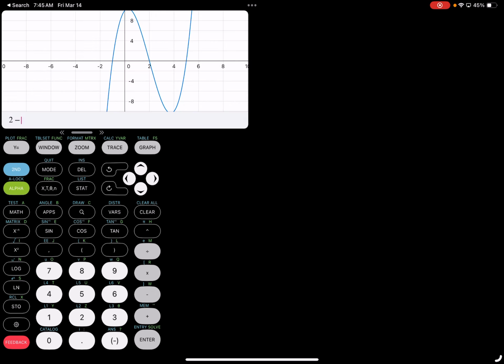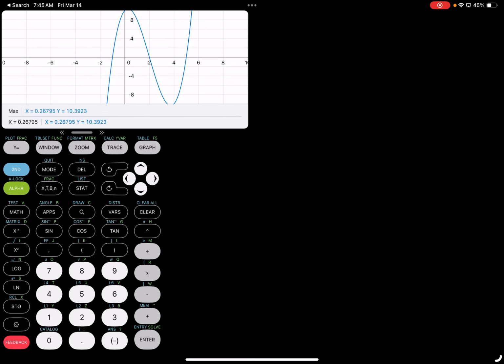Oops, sorry, I got to do that again. 2 minus root 3. It'll give you the value. Instead of changing your table always to auto ask, second trace 1 does this for you. Okay, so you could do 1. So 2 minus root 3 ends up being, you know, the 0.26. So 2 minus root 3 is right here.